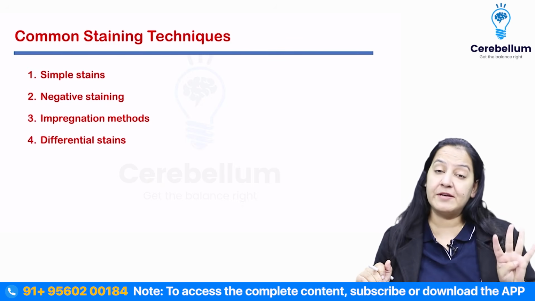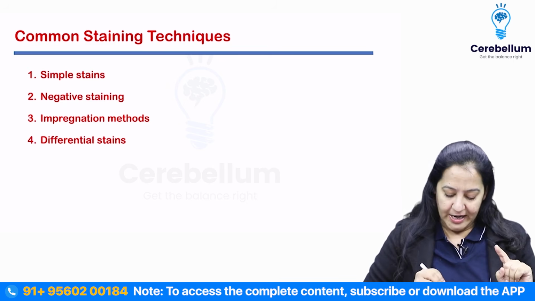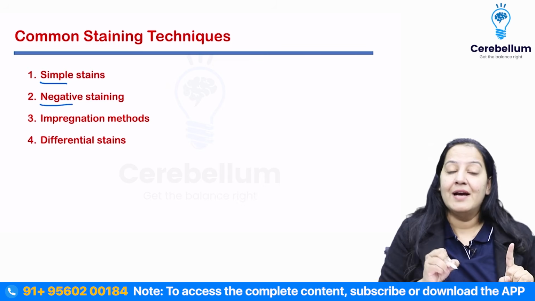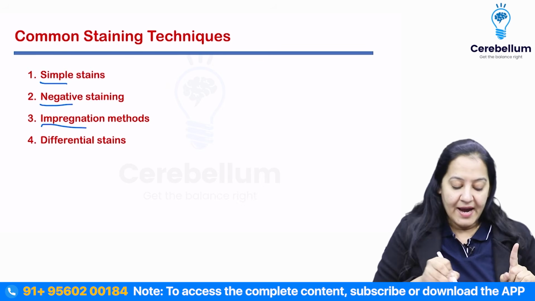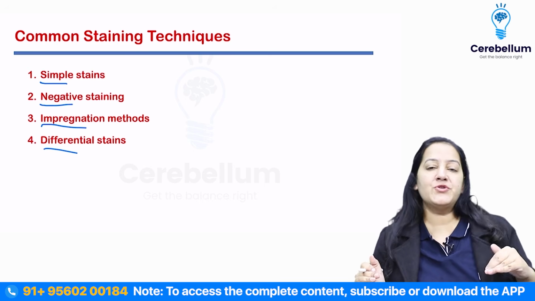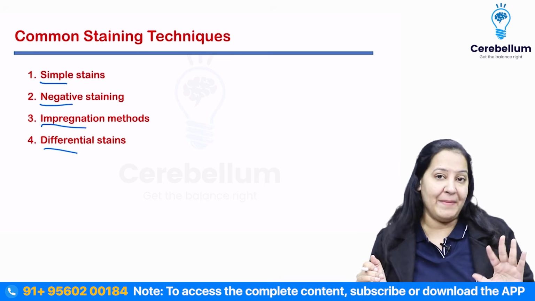There are 4 types of staining techniques available in microbiology. Let me read their names. The first one is the simple stain. The second one is the negative stain. The third one is the impregnation stain. And the last one is the differential stain. Let me start them one by one. You should know their definition along with their example, along with their image.